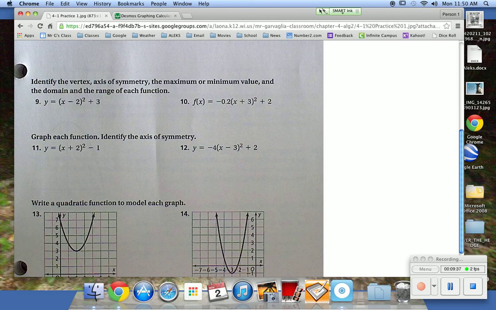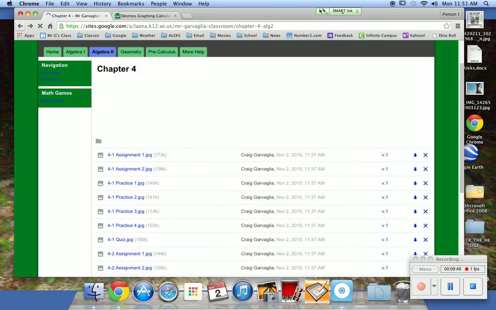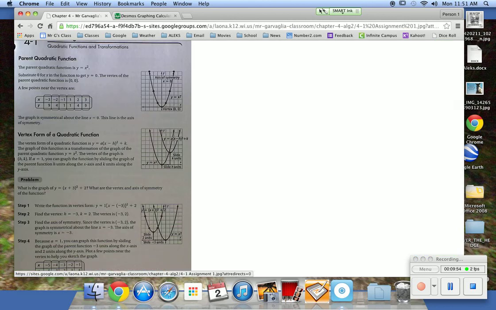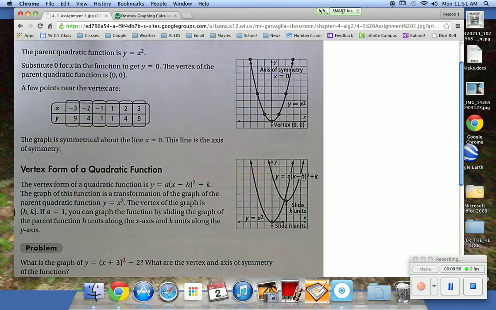It talks about the vertex, the axis of symmetry, the minimum or maximum value, and the domain and the range of the function. We're going to jump into the assignment. In the assignment here is where you're going to start learning about each one of those.